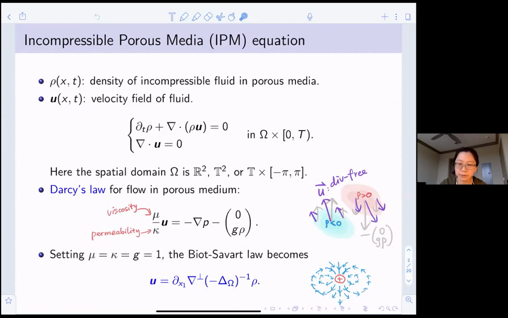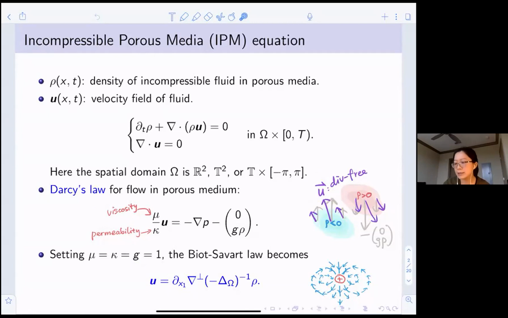Just to see intuitively what is happening here, let's say that we have a bunch of positive density here, negative density here, and the gray arrow indicates the gravitational force itself. However, this is not divergence free in this whole domain, so these purple arrows indicate what the actual vector field u looks like after we project it onto divergence free vector fields.